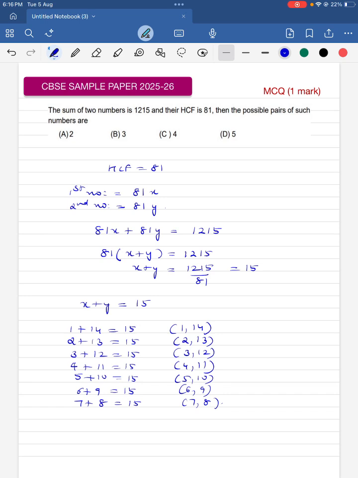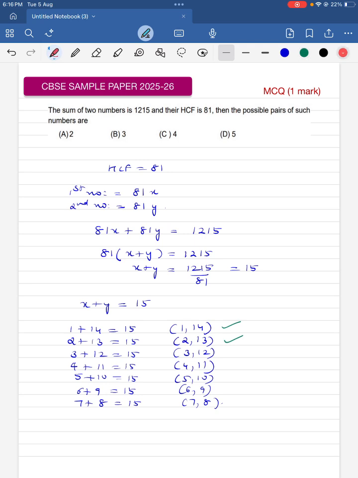Now they've given in the question that the HCF is 81, which means the first and the second numbers will have no other common factor other than 81 between them. So I cannot choose pairs which have a common factor between them here. Okay, so the correct options here would be 1 and 14 is perfect because they don't have a common factor between them. 2 and 13 is also fine because they don't have a common factor between them.